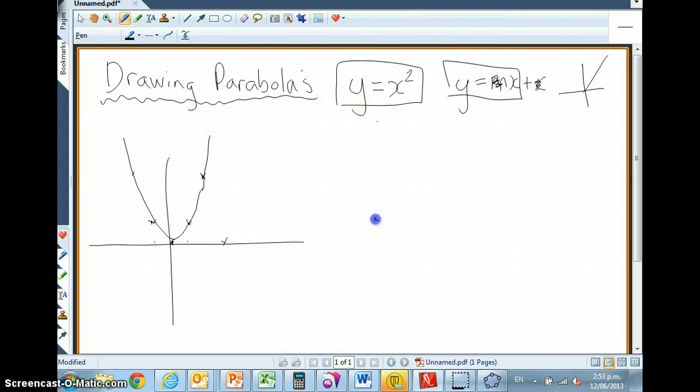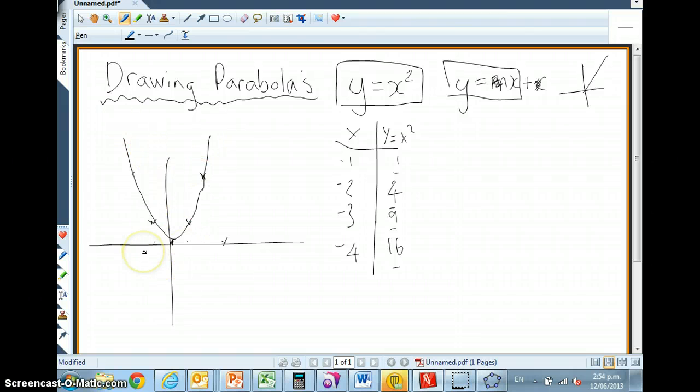Based on choosing some x values, to find the corresponding y value, you square it, right? You square the x value to find the corresponding y value. If these were all minuses, these would all be positives, because a negative squared is a positive. Hence, this is my parabola shape.